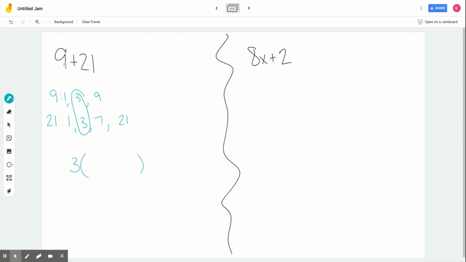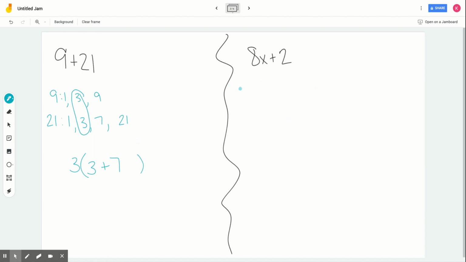Now 3 times what makes 9? Well, that would be 3. And 3 times what makes positive 21? That would be positive 7. So you can think of this almost like the opposite of the distributive property. We're trying to figure out what the problem would look like in a distributive property problem.